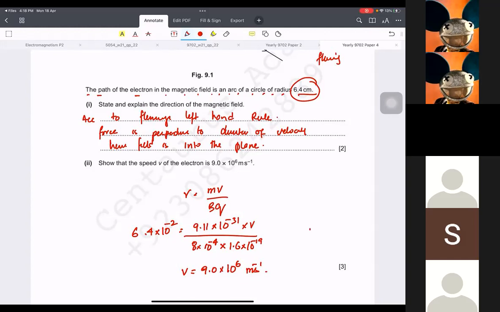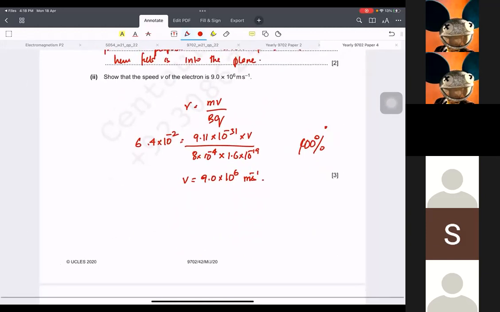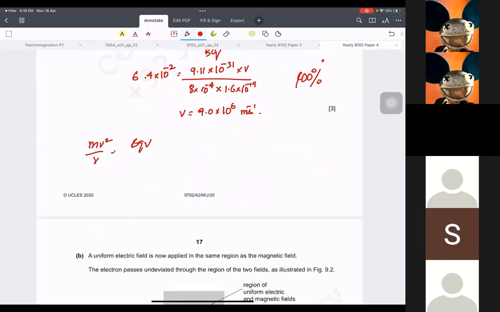That's cool. Very nice. So you can try it. You know that it is mv square over r equals to bqv. You can do this. Fine.